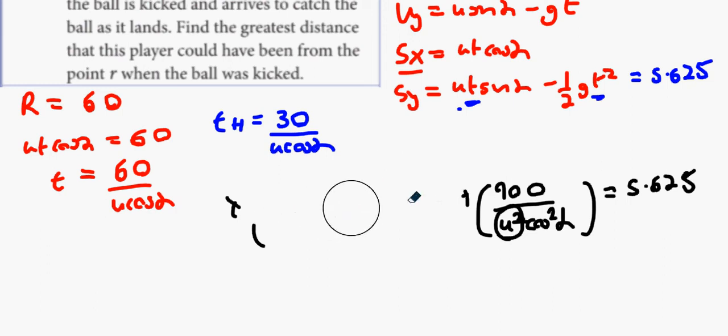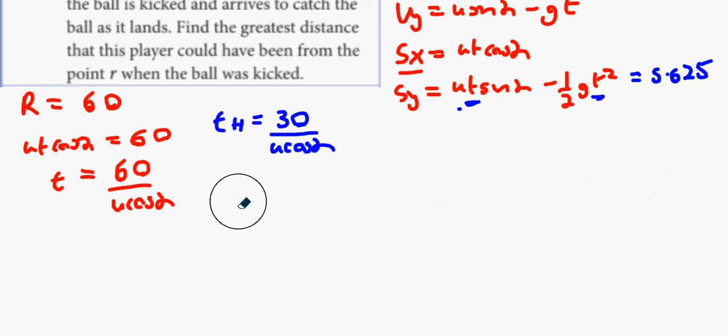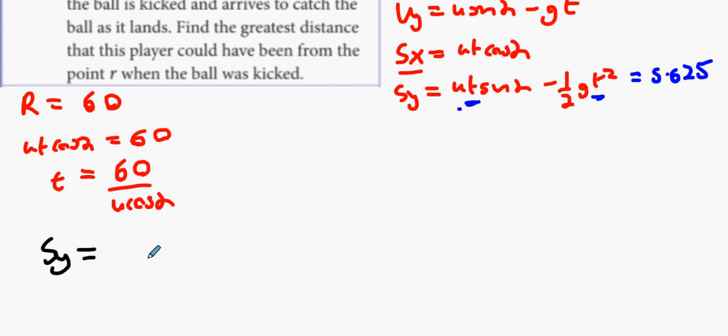Okay? So what did I forget? I forgot something really clinical about the range. What else happens at the range? At the range, sy is guaranteed to be 0. That's the way I should have went.